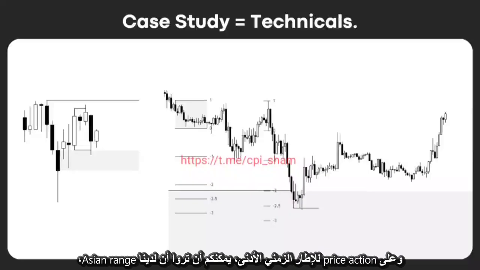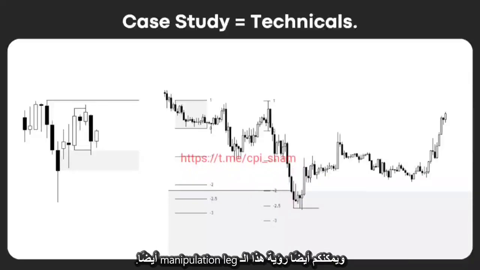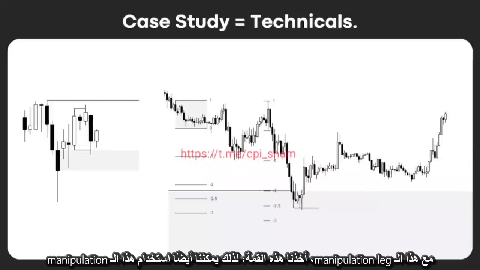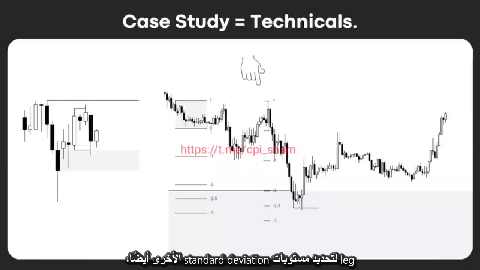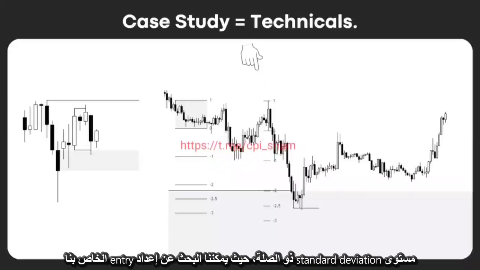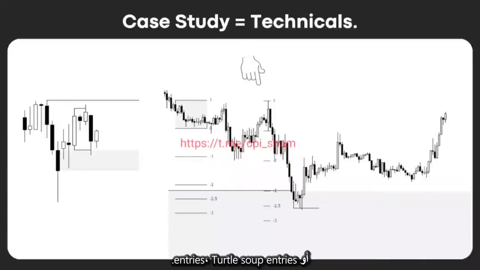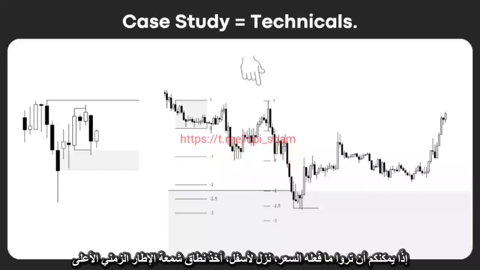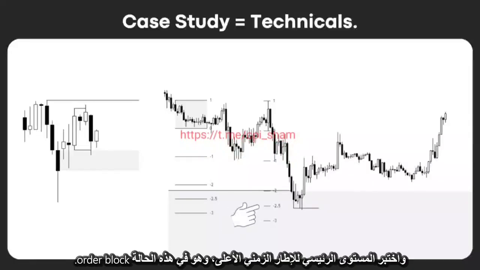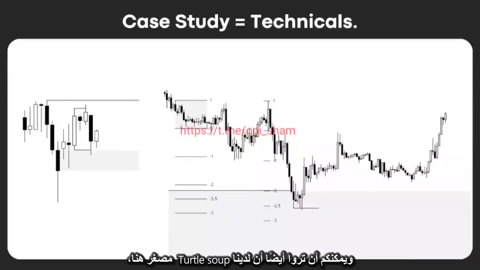And on the lower time frame price section you can see that we have the Asian range, and also you can see this manipulation leg as well. With this manipulation leg we took out this high, so we can also use this manipulation leg to mark out other relevant standard deviation levels, where we could look for our entry setups, turtle soup entries. So you can see what price did is it came down lower, took out the higher time frame candle range, and tested the higher time frame key level, which in this case is the order block.